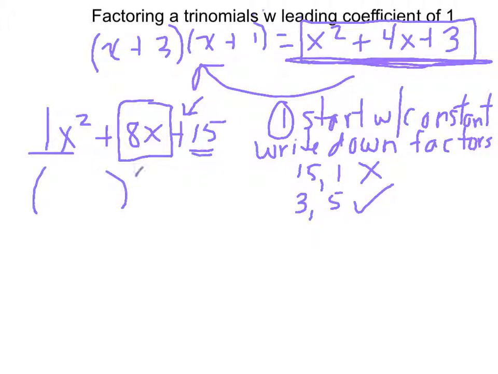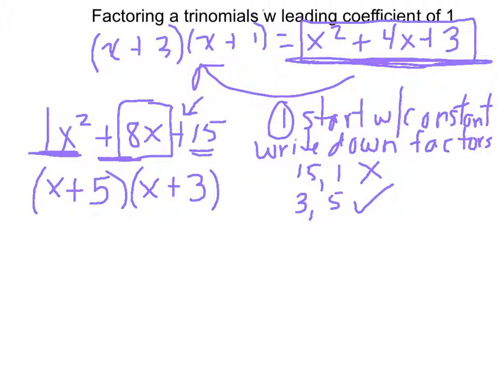It means that we need to make our 2 parentheses. We put an x and an x because the only way to get the x squared is to have an x in the front of each parentheses. And then we put the 3 and we put the 5. The 8x is positive, so we need both of these to be positive. If the 8x had been negative, both of those would have had to be negative. Negative 5 plus negative 3 gives you negative 8.